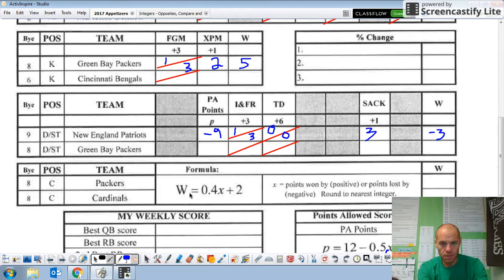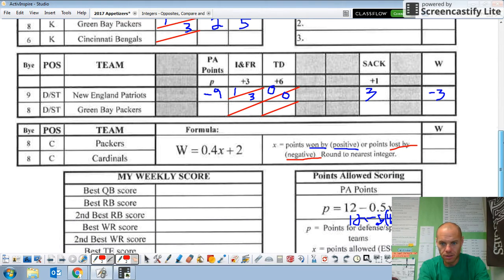this formula right here, W is equal to 0.4 times X, plus 2. And X means a couple of things. X means the points that I won by, which is going to be positive, or the points that I lost by, which is going to be negative. So I'm going to use this formula and plug in either how much my coach won by in their game or how much they lost by.